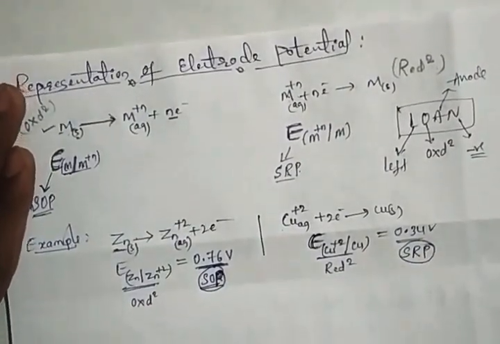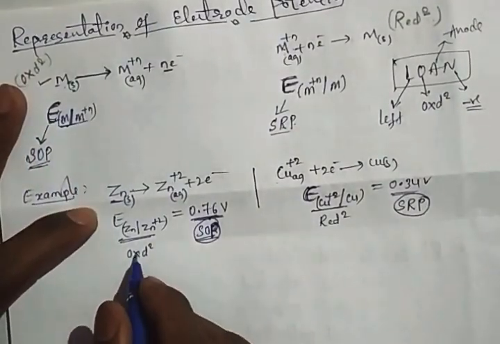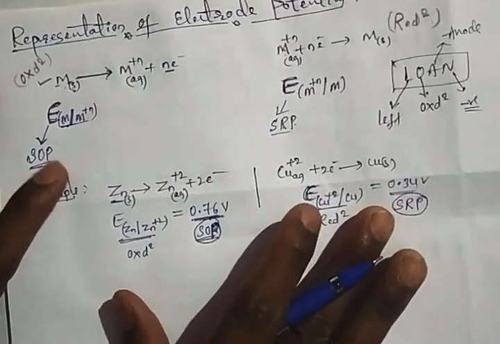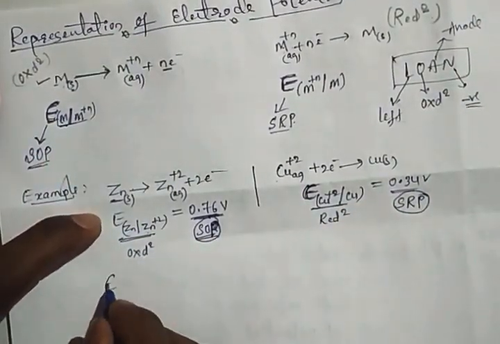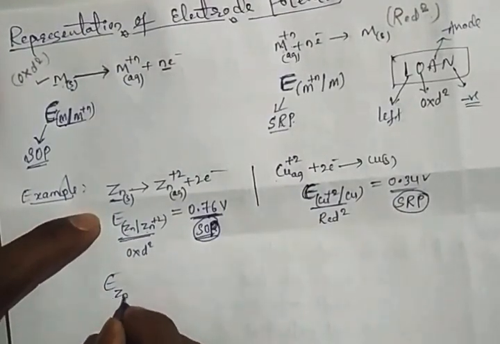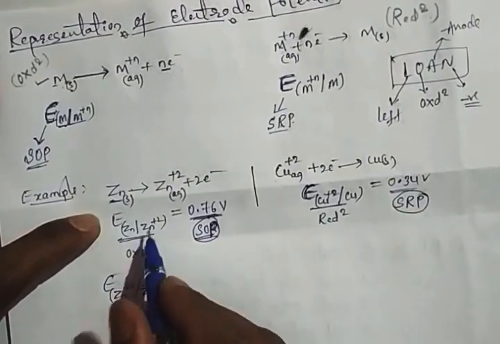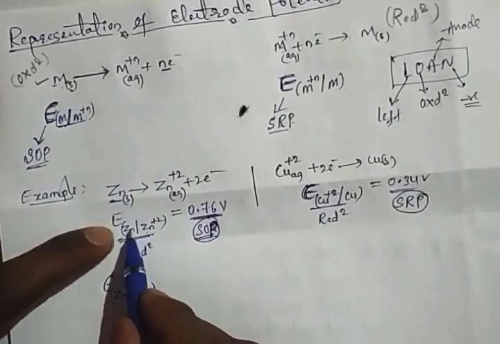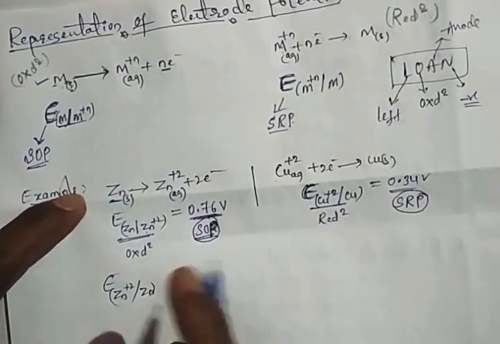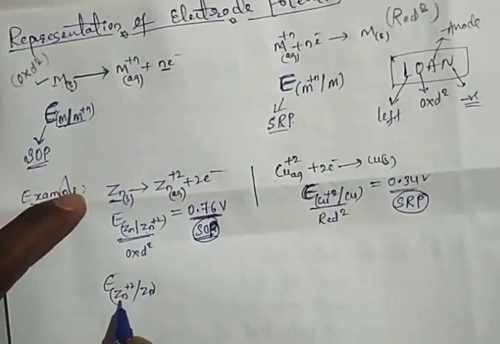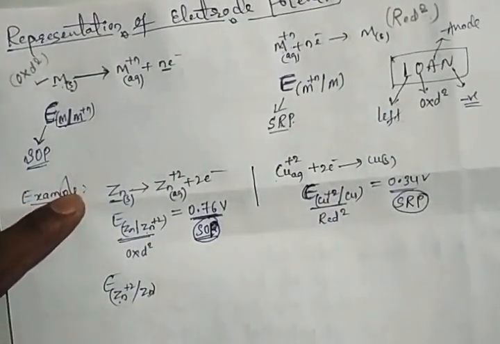Now I am making a small change. According to IUPAC conventions, electrode potential is nothing but reduction potential, but this one is an oxidation reaction. So I am writing this as Zn2+ slash Zn. What is the change? Look at the change. Initially it is Zn slash Zn2+. Now it is Zn2+ slash Zn, that means this one is undergoing reduction.